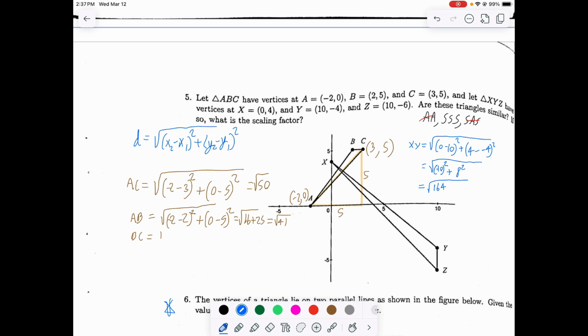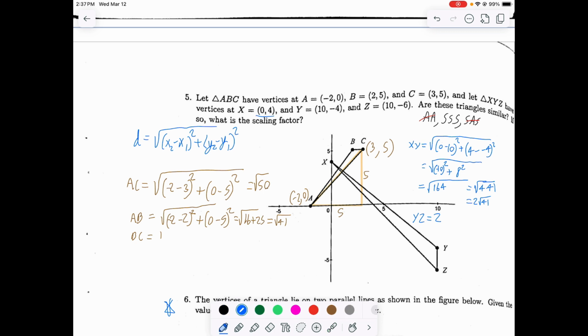Now looking at that 164, hey, isn't that 4 times 41? That's the square root of 4 times 41, which is equal to 2 times the square root of 41. So that's XY. We also need to find out what XZ is and what YZ is. We'll do the easy one next. What is YZ? YZ goes from 10 comma negative 4 to 10 comma negative 6, so that's 2. Notice how that's 2 times BC. And then this one, XY, is 2 times AB.